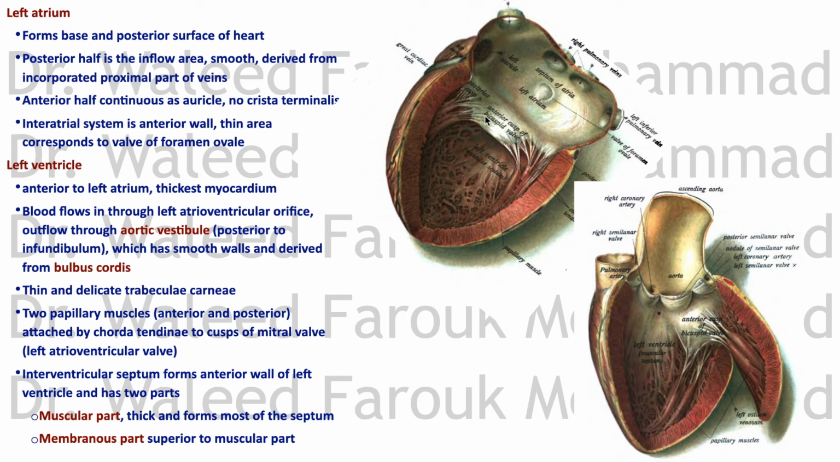Okay, the left ventricle, anterior to the left atrium, has the thickest myocardium because it pumps blood against the resistance of all the vessels in the body. It must supply the whole body, so it must have a strong, efficient pump. That's why it has the thickest myocardium.